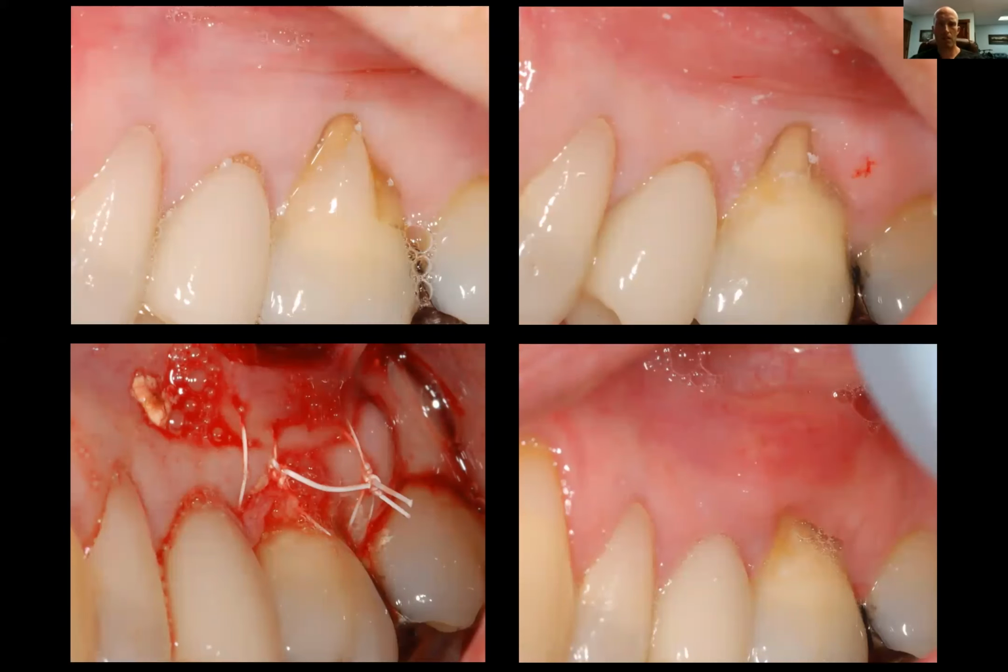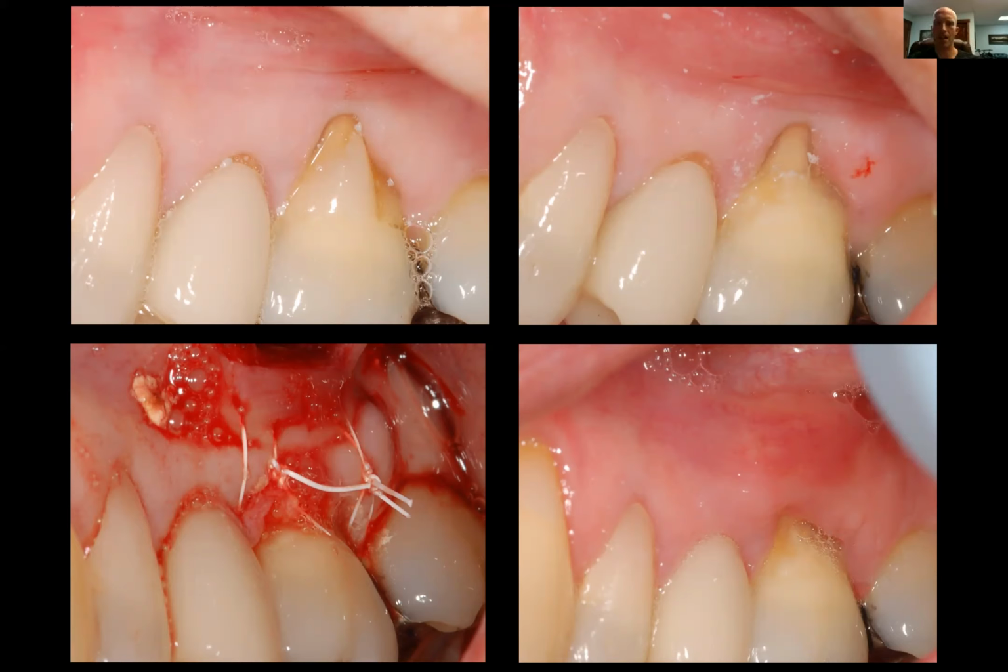Here's a class 5 restoration on a first molar, extending well beyond the furcation down the mesial root. Again, because of some NCCL that was present, we went in there and removed as much of that as we could. That was composite material, not glass ionomer material. So we're not going to get soft tissue attachment like we would to glass ionomer.